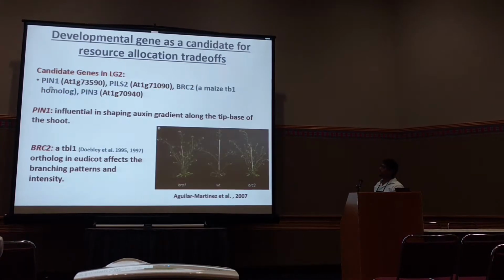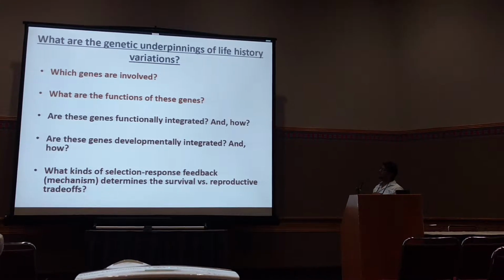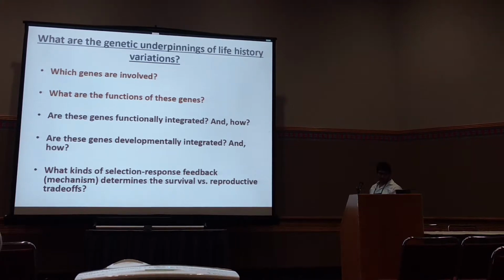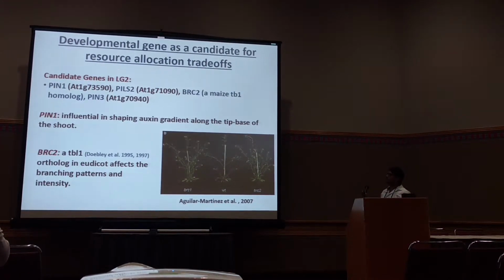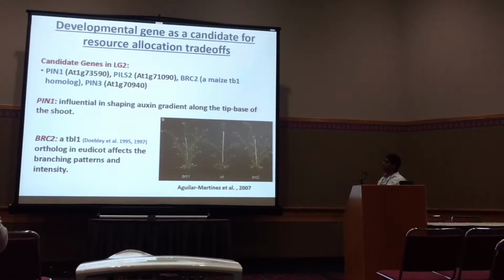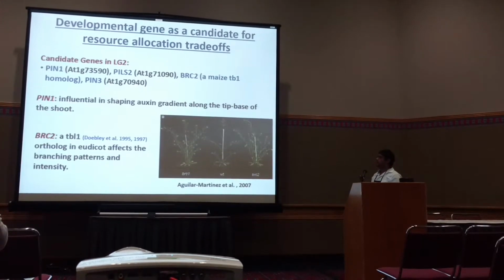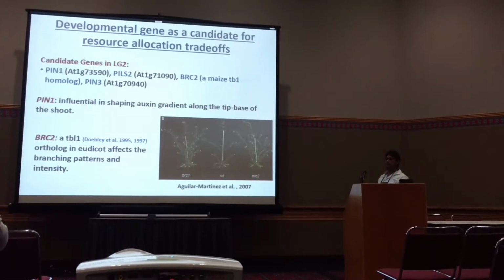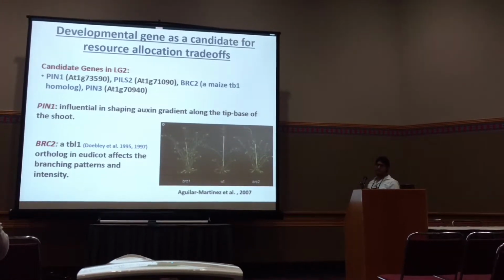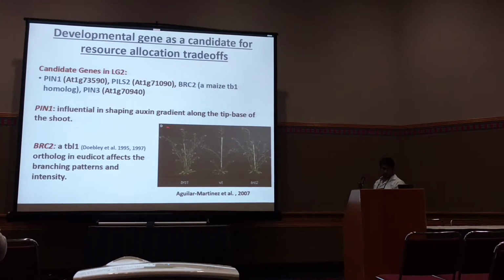So I was interested in what genes are involved and what the functions of these genes are. The homology scan of linkage group 2, or chromosome number 2, showed developmental genes like P1, P2, BRC2, and P3. These genes are mainly involved in development and help in the branching patterns. So are these really the genes involved in the life history trade-offs between these two populations? That was the question.